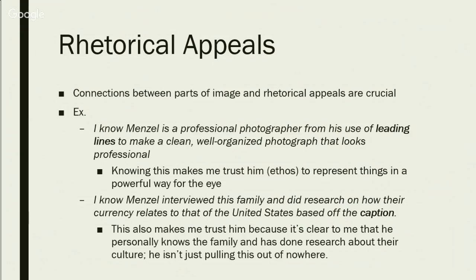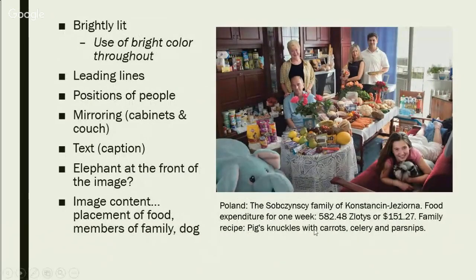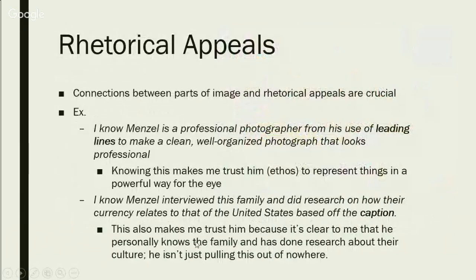So I can tell from the photo alone that he's using leading lines, which makes a professional looking photograph. That makes me trust him. That is an example of ethos, to represent things in a powerful way for the eye. I know he interviewed the family and did research on how their currency relates to that of the United States, the foods that they like, things like that, based off the caption here. That kind of research tells me that I can trust him to, one, personally know the family, and two, know this information based off the research he's done. He's not just pulling it out of nowhere. So those are two ways that I think this helps show ethos in the photograph.